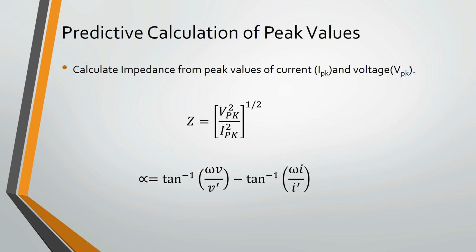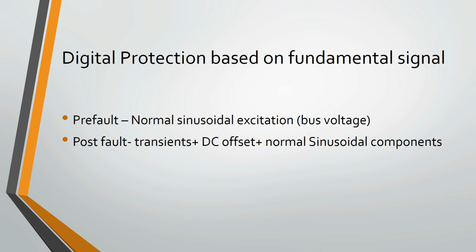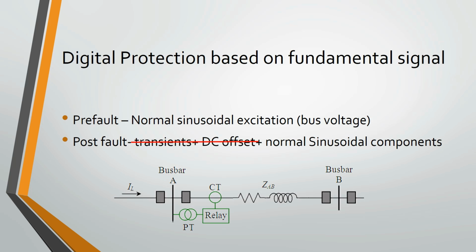Digital protection based on fundamental signal. Before the fault, or pre-fault, normal sinusoidal excitation exists over the bus. After the fault, that is the transient fault, transient waveforms and DC offset are also introduced into the voltage. Transients and DC offset can be eliminated by programming the relay with a proper filter.